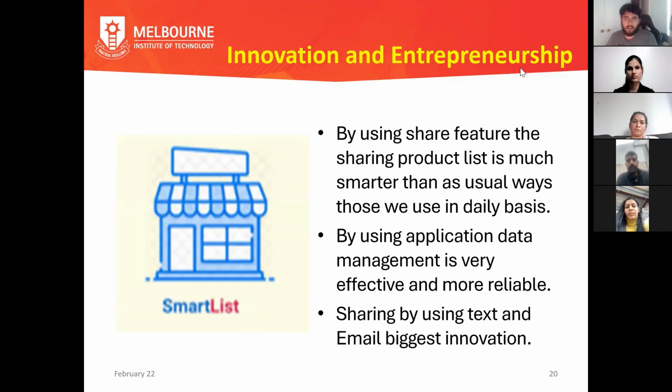And innovation and entrepreneurship: by using the share feature, the shared product list is much smarter than the usual ways that we use on a daily basis. By using the application, data management is very effective and more reliable. Sharing by using text and email is the biggest innovation.